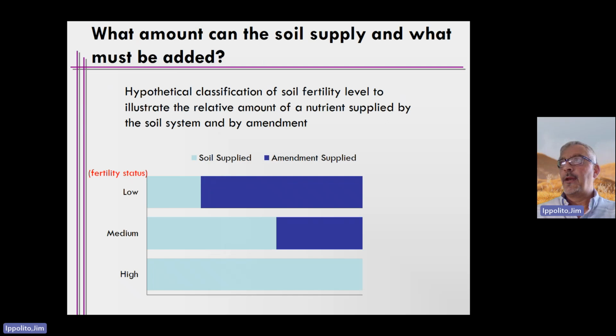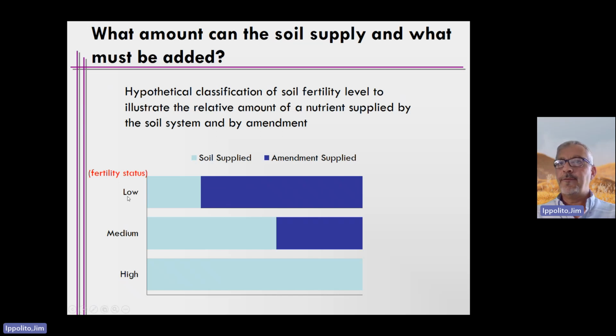So let me give you a hypothetical situation. This graph, to be honest with you, is pretty cheesy, but it's hypothetical and it drives home a good point as to what we do in soil fertility management to manage systems to grow plants or crops. So let's look at this figure here. Here's the fertility status of any given soil, low, medium, or high, in general statements, okay?